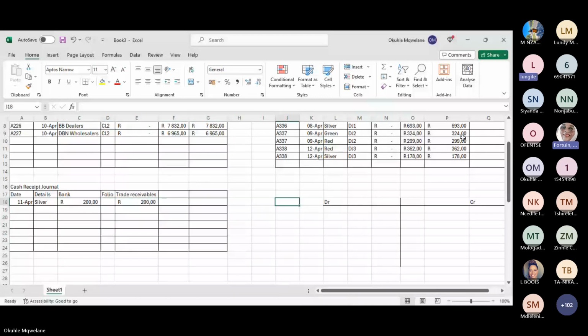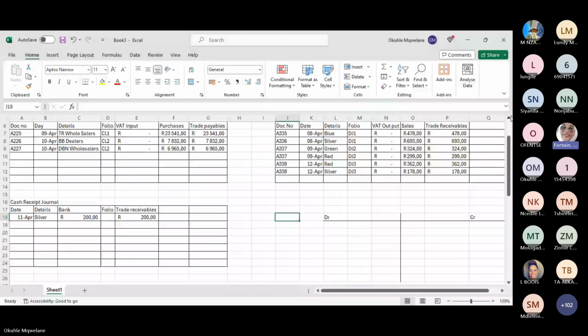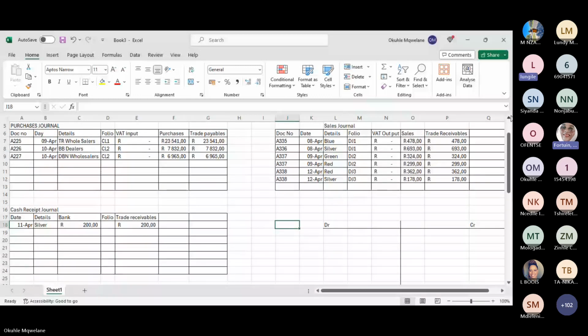What I wanted you also to do here is the trade receivables control and the trade payables in the T account. Now the control account is everything of all the clients, so you're going to tally that up. Just tally up the amounts quickly, auto sum it, both sides, by the sales and also the purchases journal.